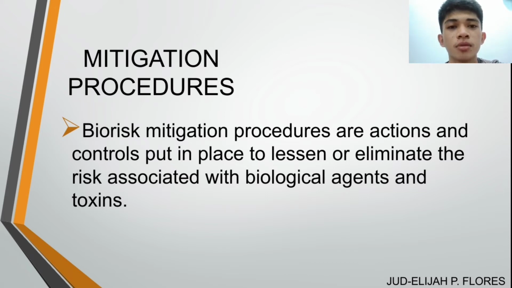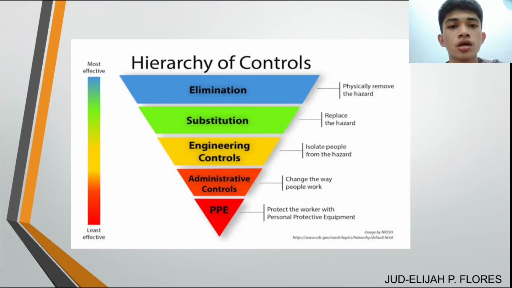The second key element of biorisk management is mitigation. Biorisk mitigation strategies are actions and controls put in place to lessen or eliminate the risk associated with biological agents and toxins. There are 5 main areas where controls and actions can be taken to reduce the risk.